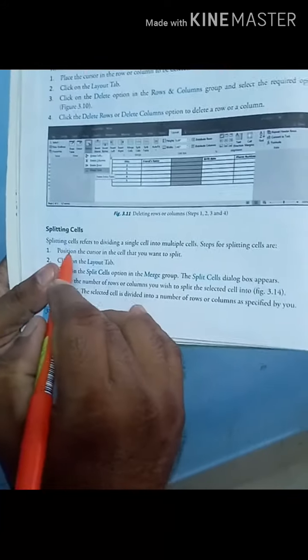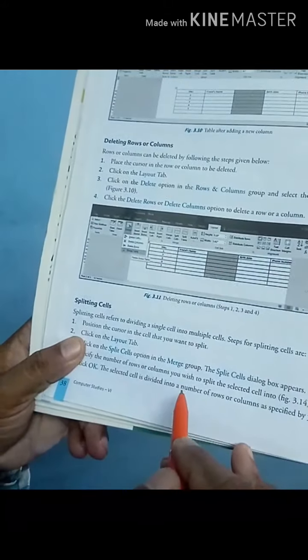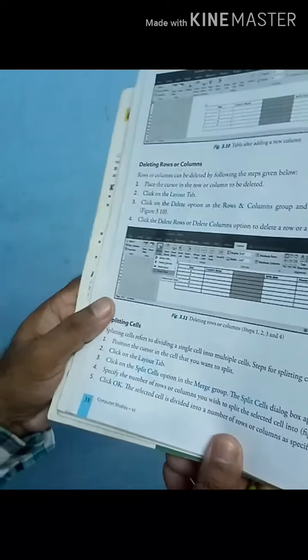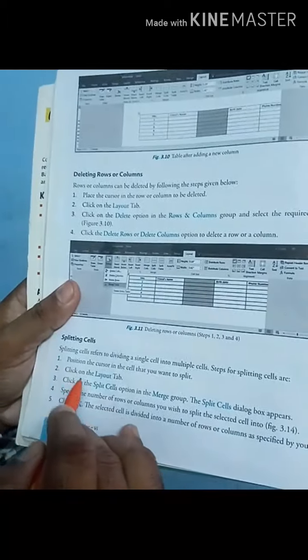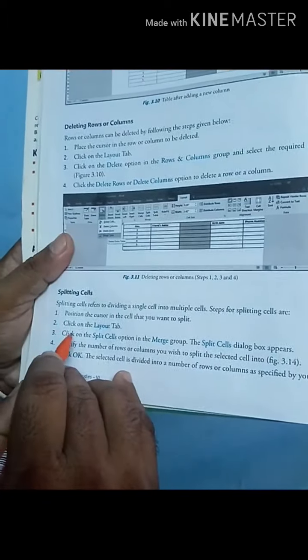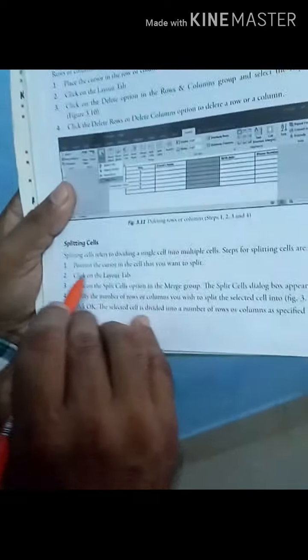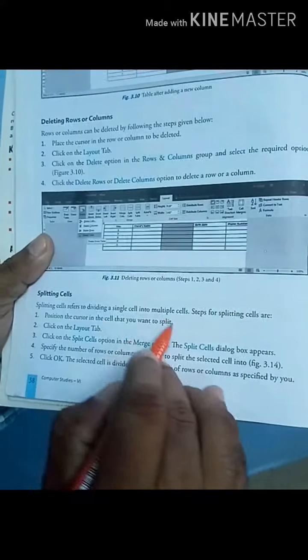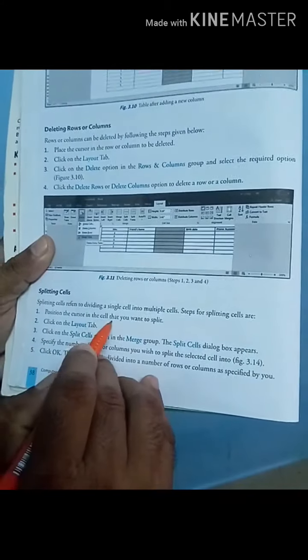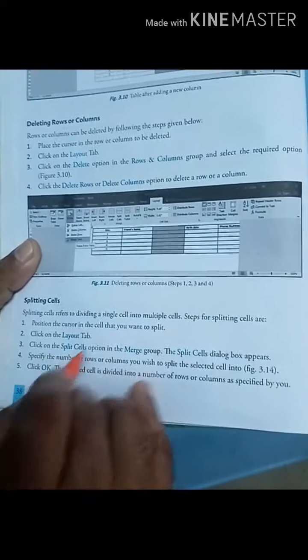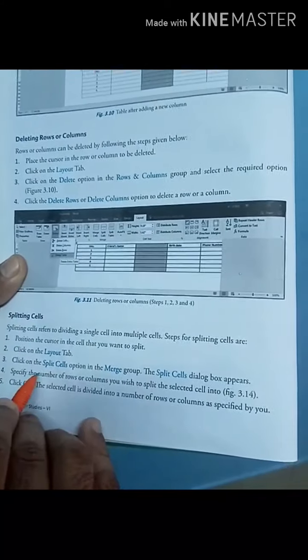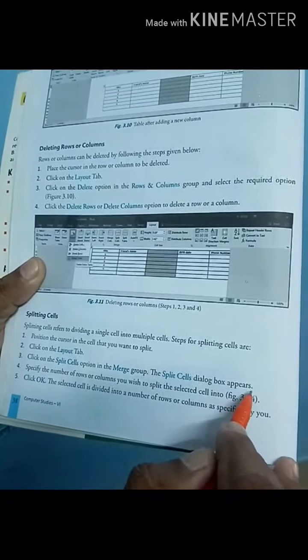Next is splitting cells. Splitting a cell means dividing the cell into multiple cells. Suppose you have one cell, but you want to change it into more cells. That is called splitting a cell. How do you use it? First click on the Layout tab. Select the cell you want to split, then position the cursor in the cell that you want to split. Then click on the Layout tab, then click on the Split Cells option in the Merge group. The Merge group shows Split Cells. Then the Split Cells dialog box appears.